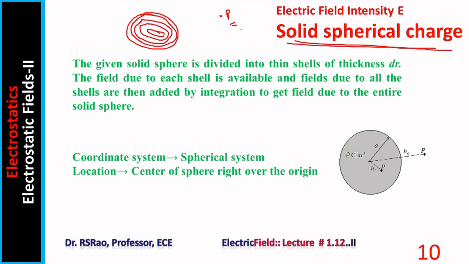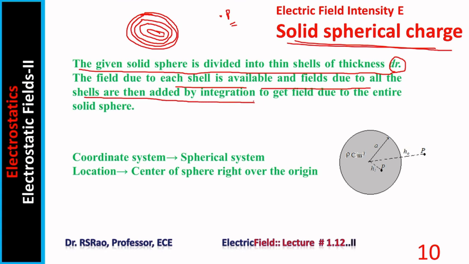Addition we need not do, integration takes care of that addition. Okay. The given solid sphere is divided into thin shells of thickness dr, differential radius. The field due to each shell is available, and fields due to all the shells are then added by integration to get field due to entire solid sphere. Coordinate system is of course a spherical system.